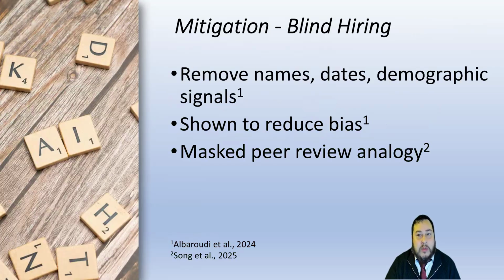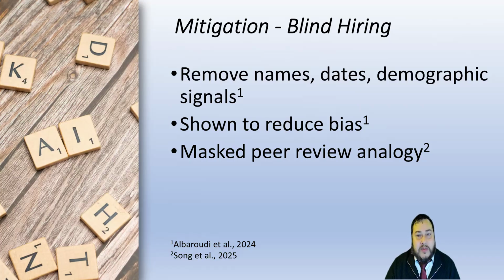One of the most straightforward mitigation strategies is blind hiring. This approach removes demographic signals like names, dates, and other identifying information from resumes before they're screened. Research by Alberati and colleagues shows that blind hiring can significantly reduce bias in early screening stages. It forces both humans and algorithms to focus on skills and experience rather than demographic cues and personal information.